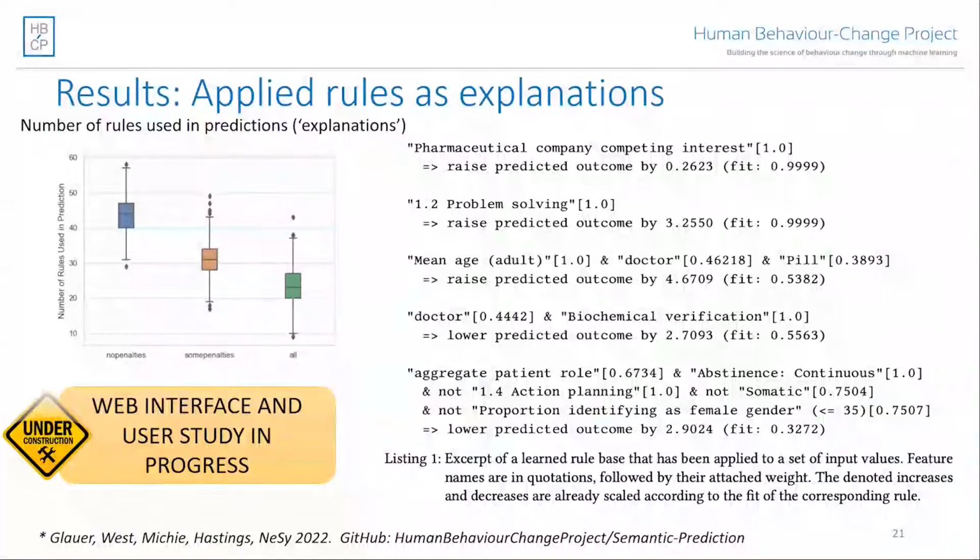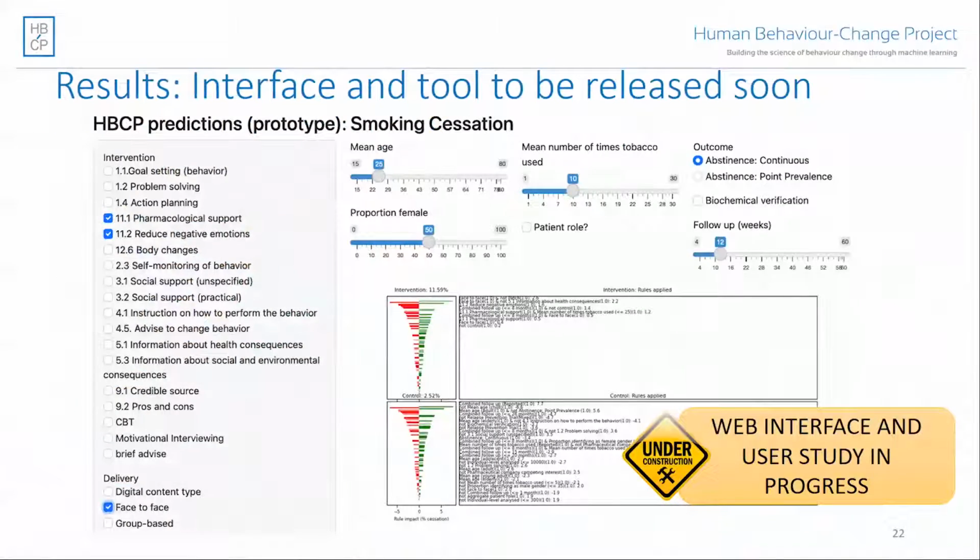So we are at the moment working on the user interface, which allows everybody to use this prediction system. And we will be shortly releasing a user study of this interface and the rules. What this system does is it has some baseline features which you can set for both your intervention and your control condition, hypothetically, and then you select one or more intervention components, and you can look at the difference in predicted outcomes. And the rules that were associated, so the reasons why those outcomes were predicted differently in your intervention condition compared to your control condition.